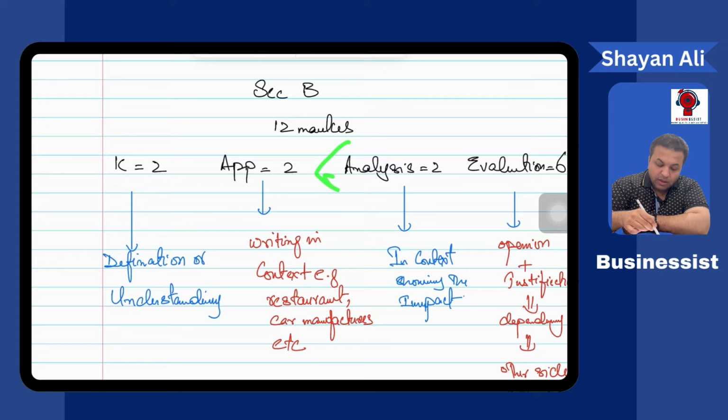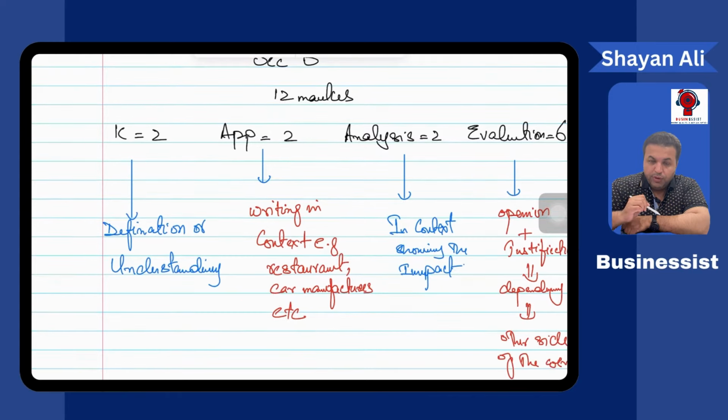So for the 12-marker question, again, you have to remember, you have to memorize the split up: 2 marks knowledge, 2 marks application, 2 marks analysis, and 6 marks for evaluation. Again, here in the 12-marker question, definitely we will be provided with a context. For example, we'll be provided with a, say, restaurant or a car manufacturer example. So definitely you have to talk in context of a restaurant or a car manufacturer.